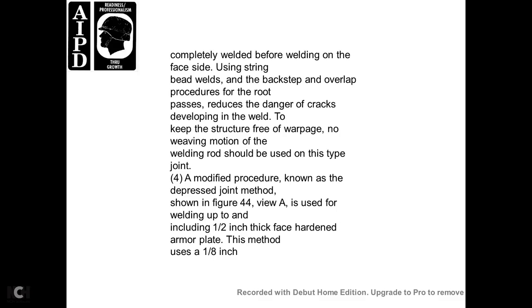The root must be completely welded before welding on the face side, using the string bead weld with a backstep overlap procedure with the root pass to reduce the danger of cracking, developing the weld, and keeping the structure free of warpage. No weaving motion of the welding rod should be used in this type of joint.